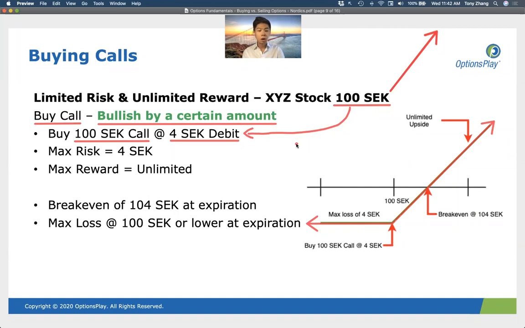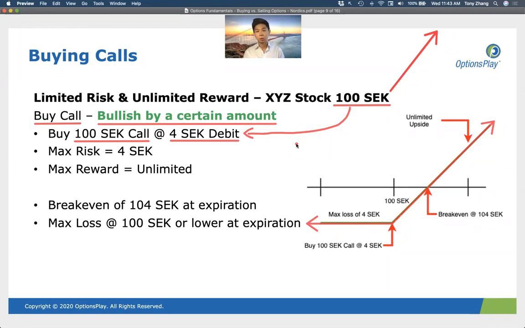Okay, great. So if you ask yourself then, if this is so great, if I can have unlimited upside with leverage if I'm right, and limited downside if I'm wrong, why wouldn't everyone trade options? Why would I ever want to trade a stock where I can lose 100 crowns and have the same unlimited upside?